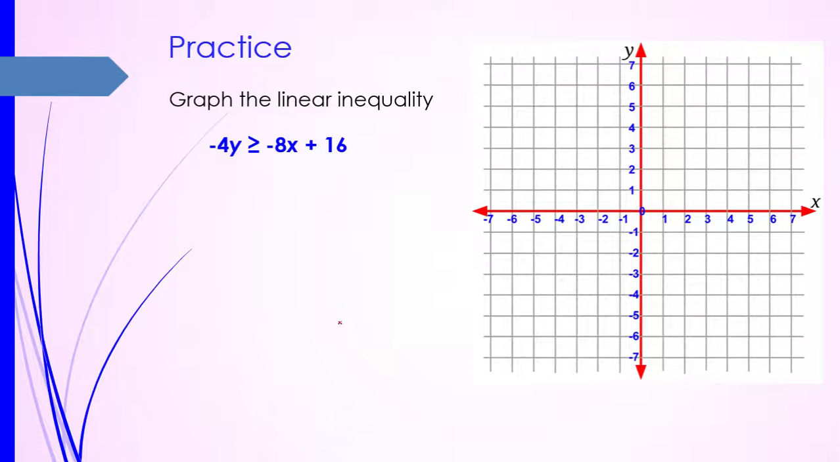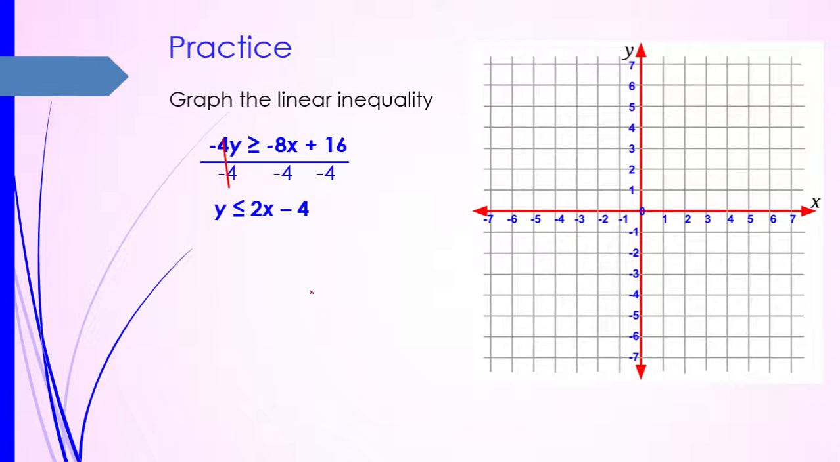Alright, we have to again put it into slope-intercept form, and again it is not in slope-intercept form. So we need to get rid of the negative 4 by using the opposite operation, which is dividing both sides by negative 4. And remember, if we divide by a negative number, we need to switch the inequality sign. So the form is y is less than or equal to 2x minus 4.